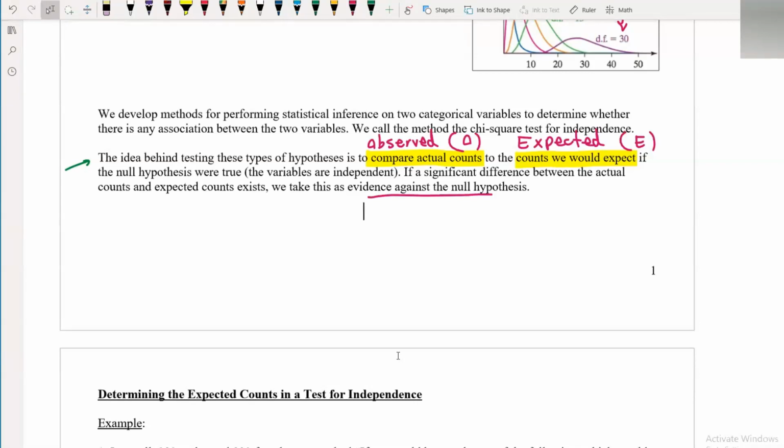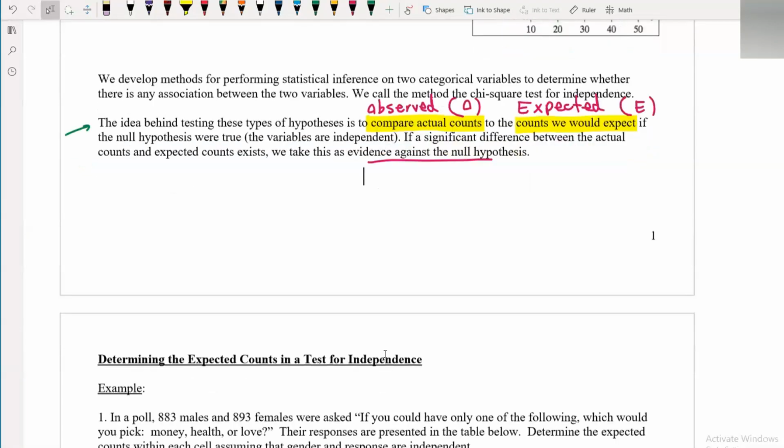But if we try to find the answer by hand, we have to find the difference between these two on top in the numerator first, square it, and divide by the expected value. It depends on how many variables we have. We have to do the same thing for all of those and then add them to find chi-square. On the test, I will not ask you to do it that way.